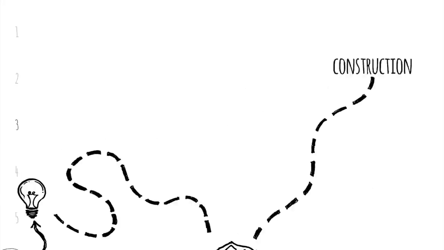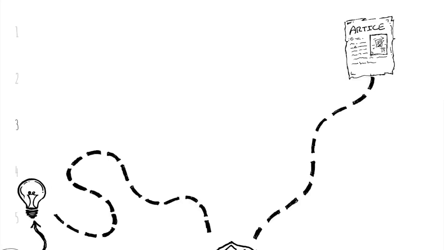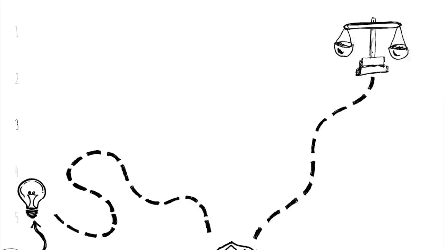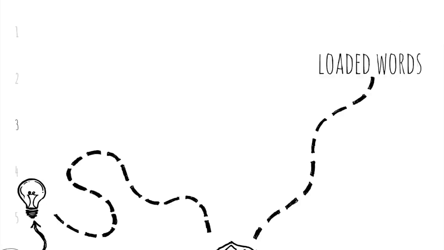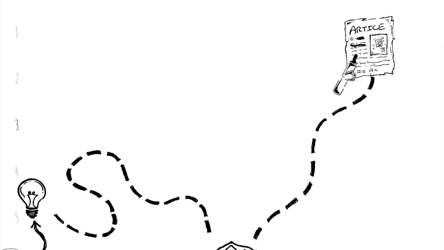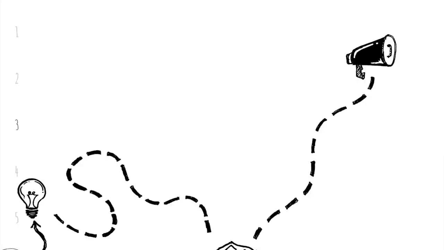Number 3, construction. Analyze the construction of the article. What is the bias? Are there any loaded words, any omissions, any propaganda techniques? Can you distinguish between the facts and the opinions? Or is it merely a bunch of speculation?